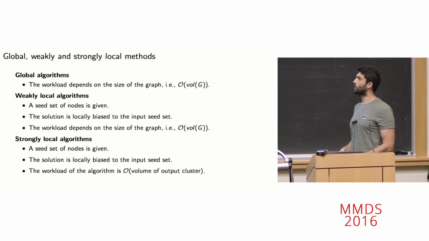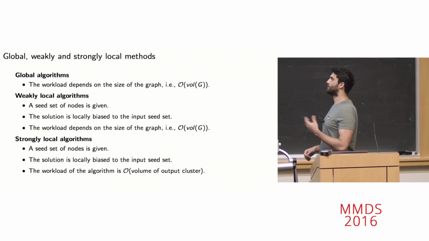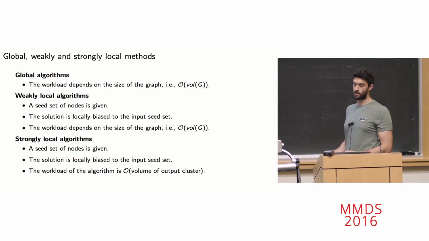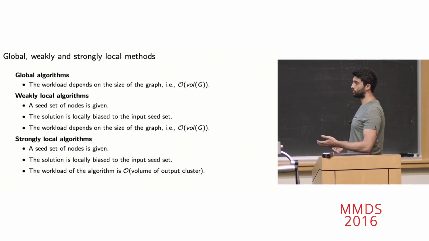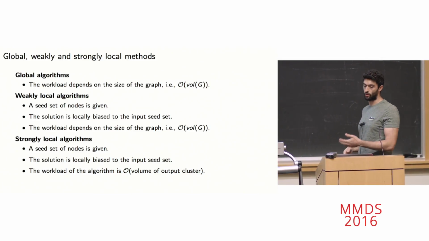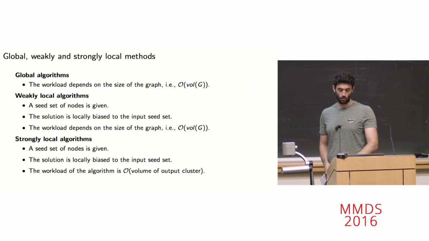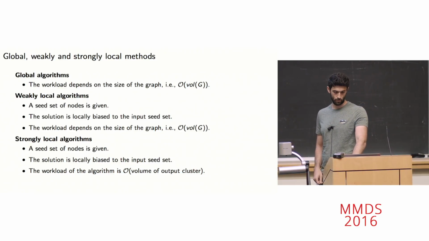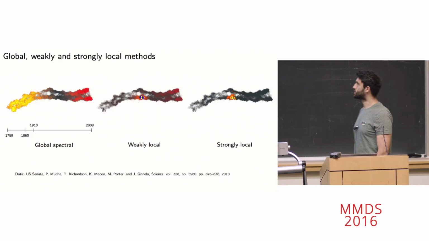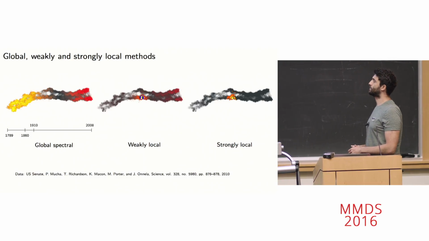And then finally, there are strongly local algorithms, where, given a seed set again, I'm trying to find fine structure in my graph, and I want to find this in running time that depends only on the volume of the output cluster. So I pay a running time which depends only on the output solution. Okay, so here's an example that demonstrates this difference.